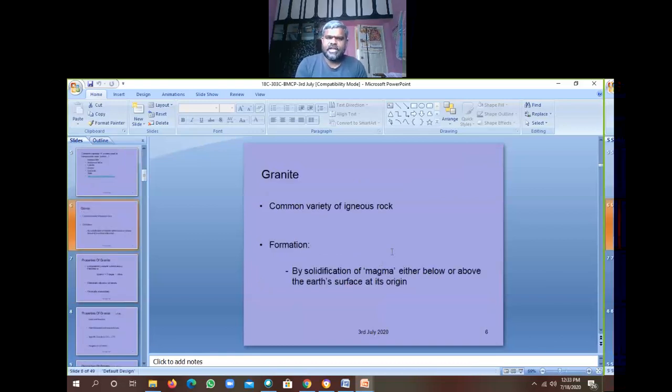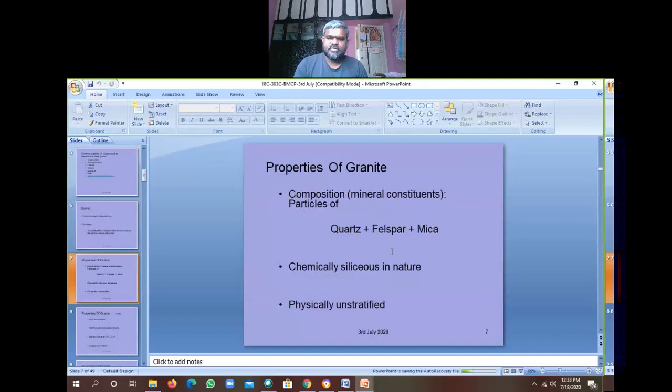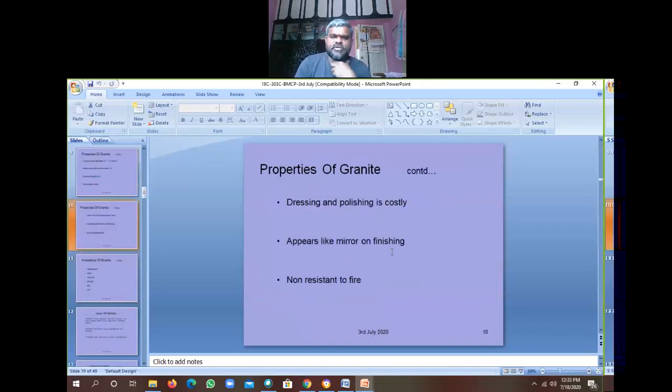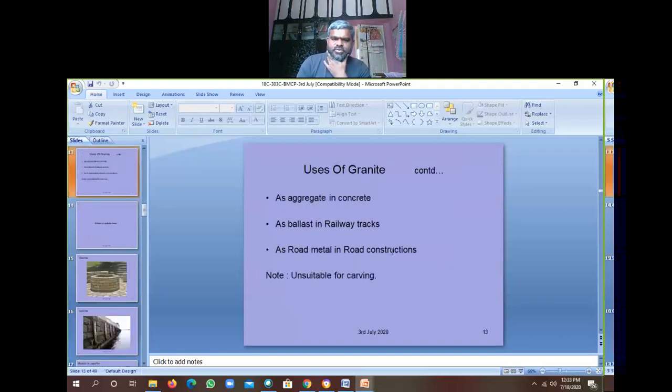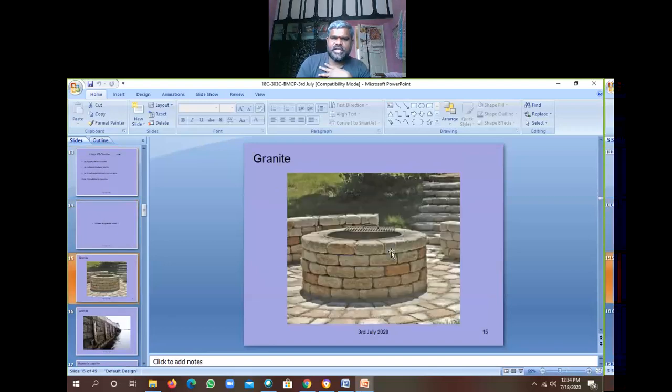What is granite? Granite is a variety of igneous rock formation. Properties of granite we have seen, and we can see dressing of stone. Uses of granite: this is suitable for heavy engineering works like abutments, piers, and bridges, and as coarse aggregate in concrete, railway ballast, and road metal. These are the granite structures.